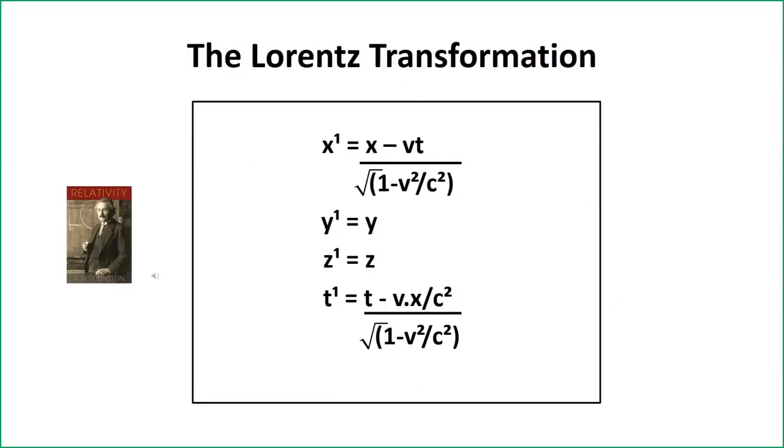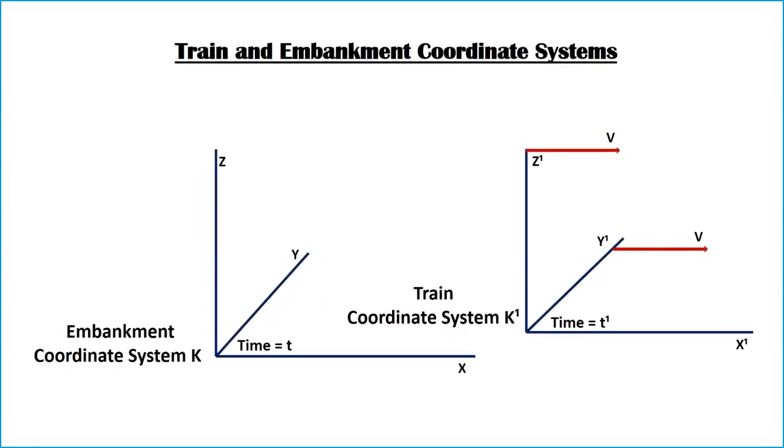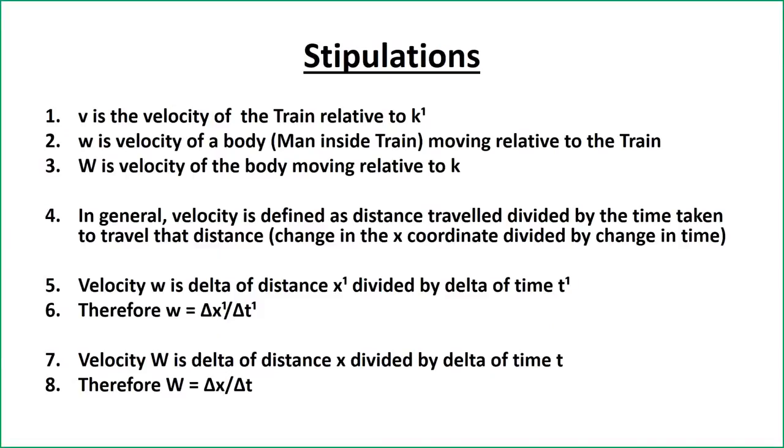At this point in his book, Einstein turns to the Lorentz transformation to resolve the issue. The values x, y, z, and t all refer to these two coordinate systems, where system K represents the stationary embankment and system K1 represents the train travelling at velocity v. We are now almost ready to derive from the Lorentz transformation an equation for the addition of velocities. But first, we need to make some stipulations and definitions.